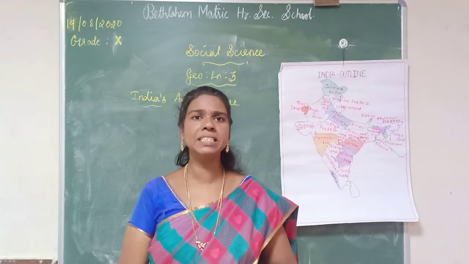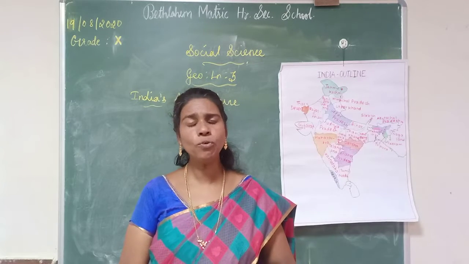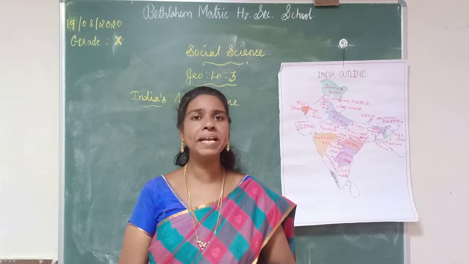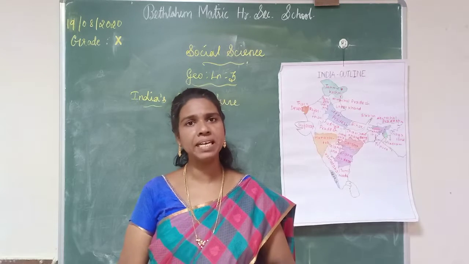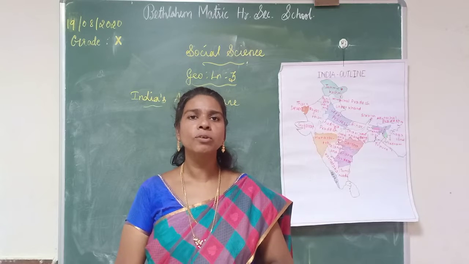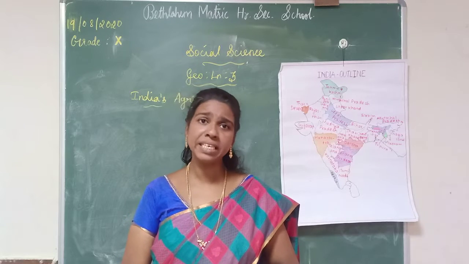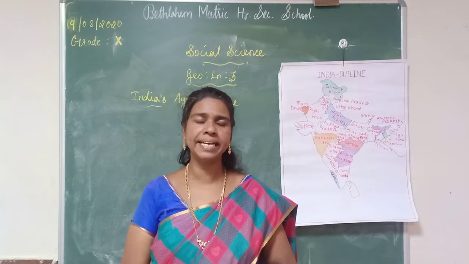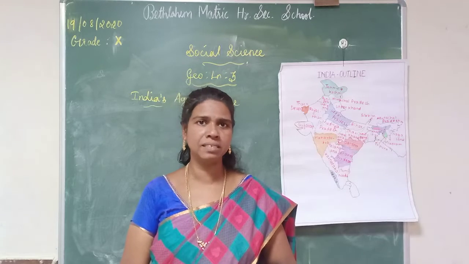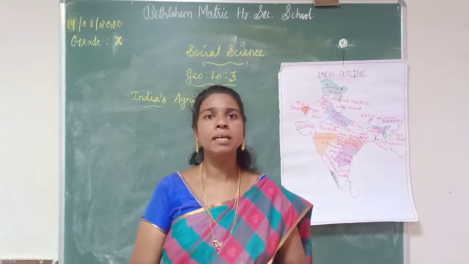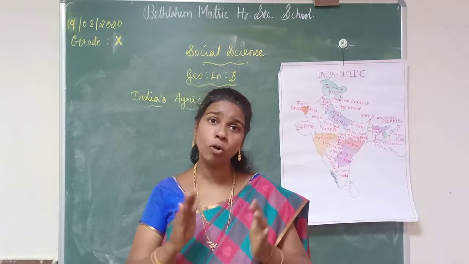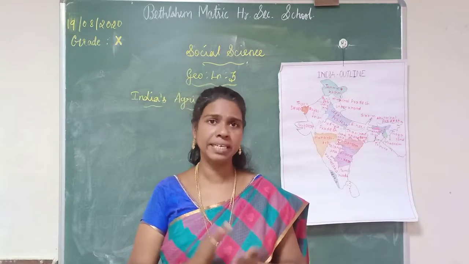In the beginning of this class, we can recollect a few important points about the previous class portion. Which lesson did we learn in the previous class, do you remember? You learned about components of agriculture. Geography lesson 3, components of agriculture. In our new book, the topic is changed. The topic is India's agriculture. The topic alone changed.